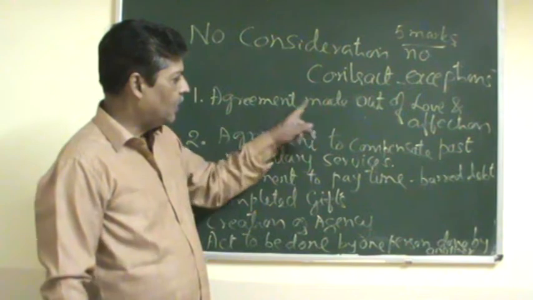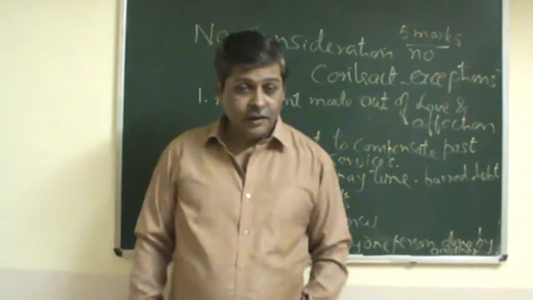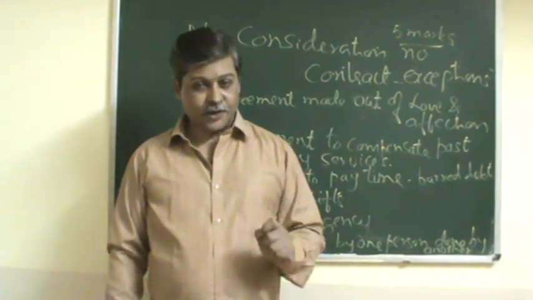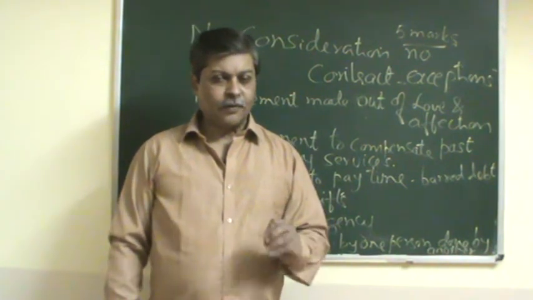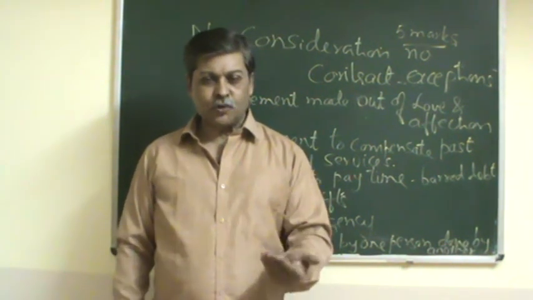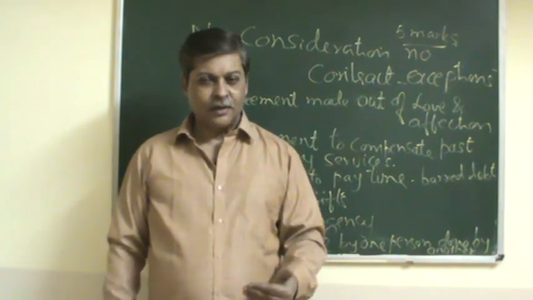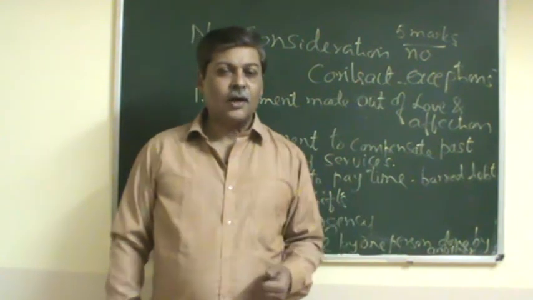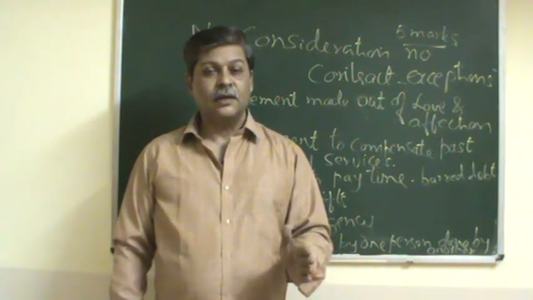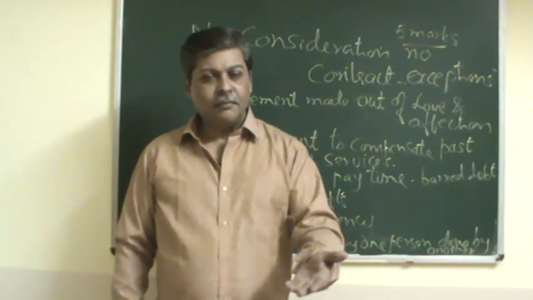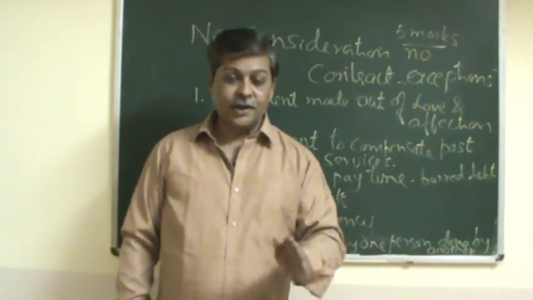So the first one is agreement made out of love and affection. Any agreement which is made out of love and affection from one party to another, where no consideration is moving from one party to another. It is out of love and affection that the agreement is made. In this case, the person is giving something, but he is not getting anything in return. It is out of love and affection that he makes it.